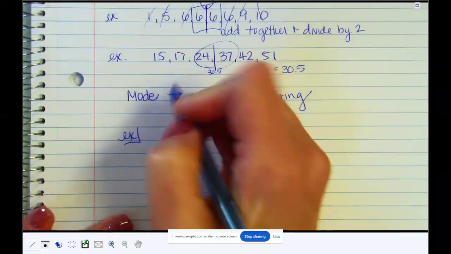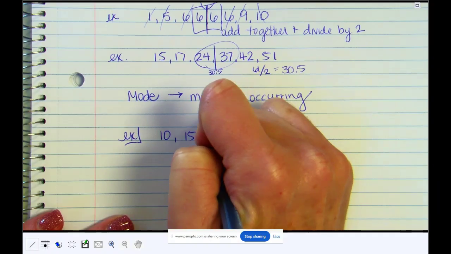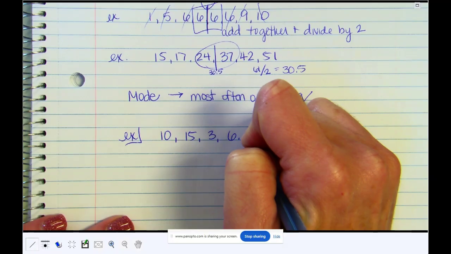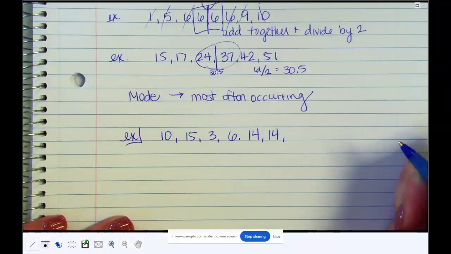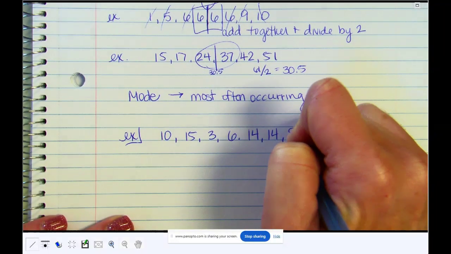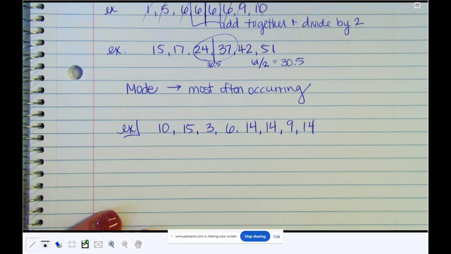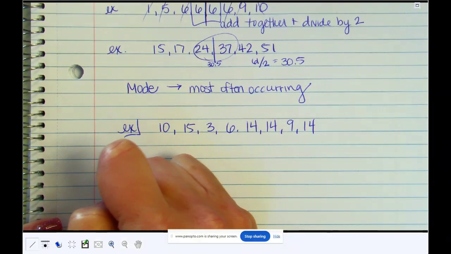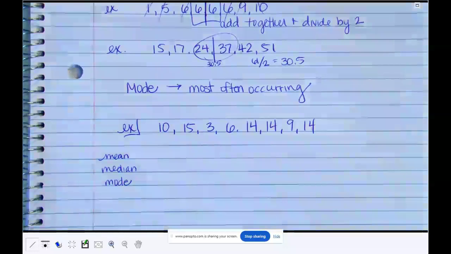Let me give you a set of numbers here. So let's say 10, 15, 3, 6, 14, 14, 9, 14. Okay, I'd like you to find mean, median, and mode, please, for me. If there is something that you do not understand, now is the time to raise your hand and ask, because we are going to be moving on shortly from this.